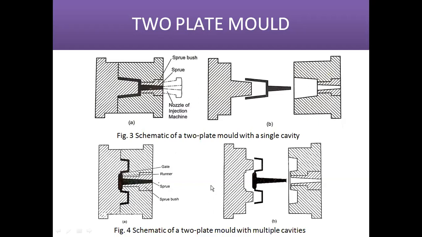After the end of the process, the movable platen will move and then we will get the final product. In this final product, these two are the final products, and this is the sprue, this is the runner, and here is the gate. This runner and gate will be remelted again, and then we can use this plastic material for the next cycle. So that is called a two plate mold with multiple cavities, and this one is a two plate mold with single cavity.